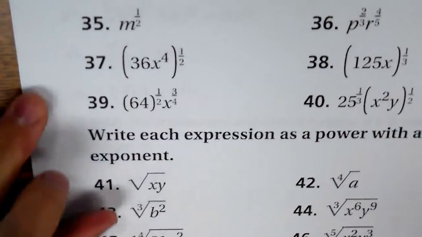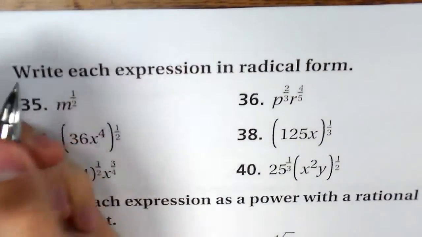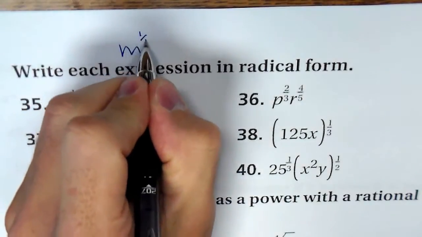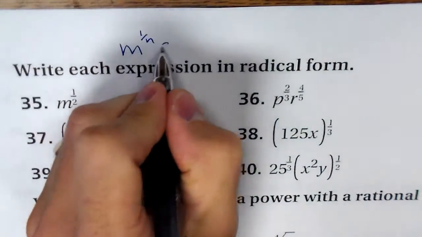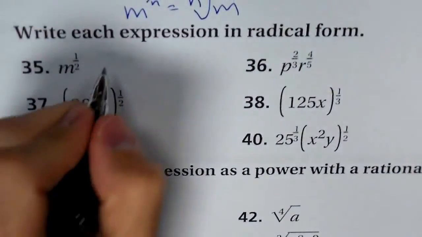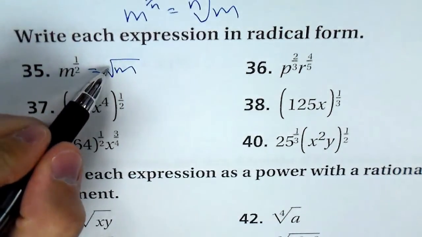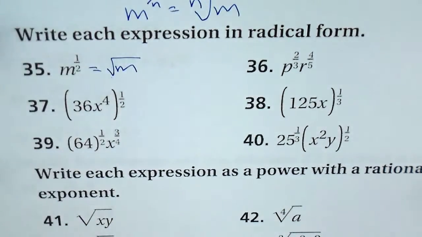So on 35, we're looking at writing it in radical form. So anytime we have a value to the 1 over n, we could write that as the nth root of that value. So m to the 1/2 is the square root of m. You don't have to write the 2 there, because if we use that symbol, we are assuming that is a 2.